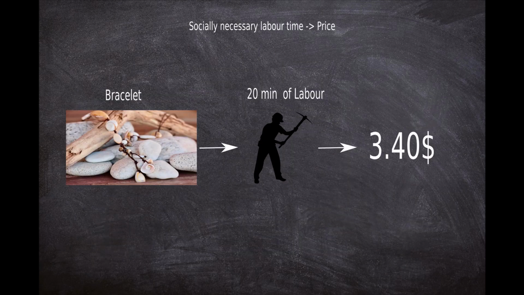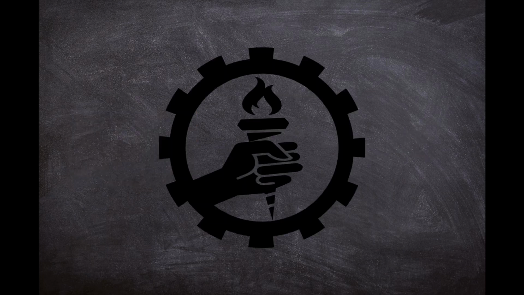If 1 minute of labor was priced at 17 cents, the minimum wage in the United States of America, the bracelet would be worth $3.40. Let's raise the question, can there be profit if everything is bought at its value? Well, let's demonstrate this using an example.